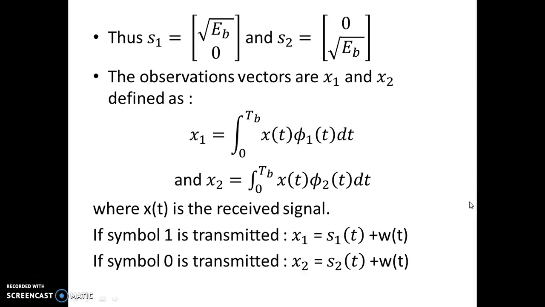So your received signal x of t is passed through two correlators, one giving the output x1, another correlator giving the output x2. So this received vector x contains x1 and x2. Let us try to understand how to draw the signal space or the constellation diagram of this type of signal.